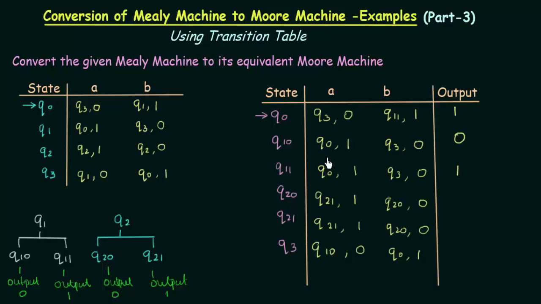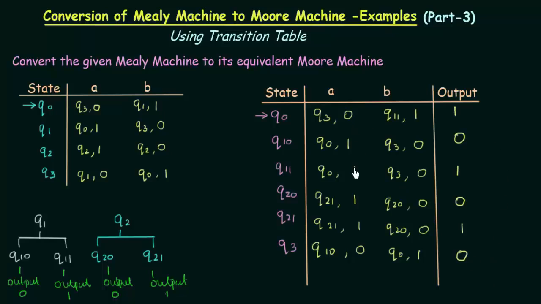And Q20 is over here giving output 0. Here also it is giving output 0. So it will always give the same output. That is how we have designed it. And Q21 is here, and also it is here. Both give the output 1. And Q3, where is Q3? Q3 is here giving output 0. Q3 is also here giving output 0. It is also giving output 0 here. So Q3 gives output 0. So now we have filled up the output column for the Moore machine.